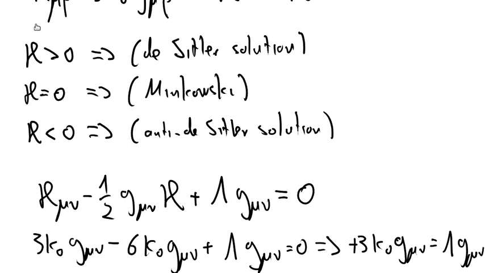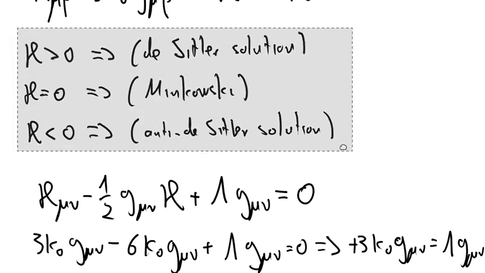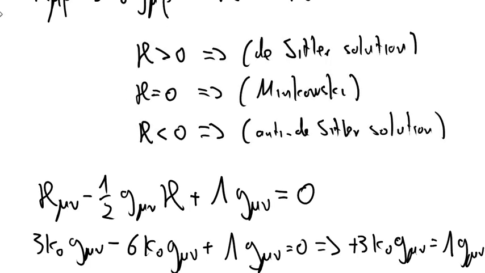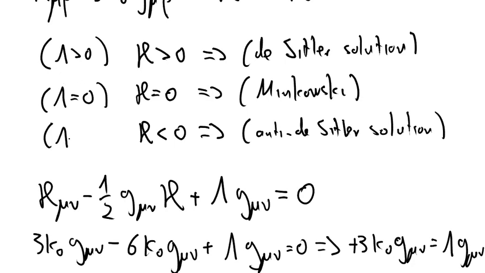So I could just write this with the cosmological constant. Well, of course, in this case, this is just vacuum with 0 cosmological constant, and this is with the negative cosmological constant.